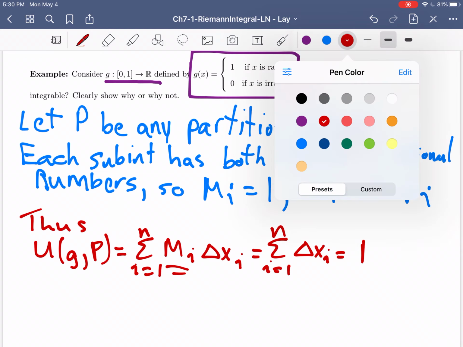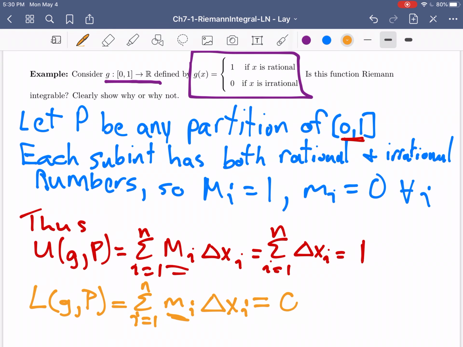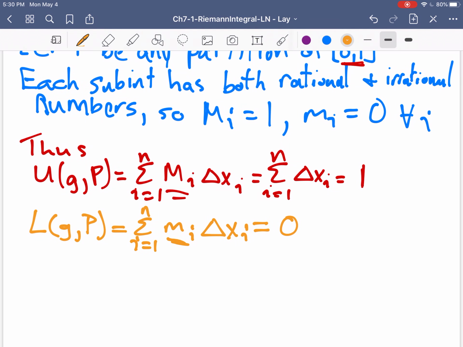And we will also have L of g comma P equals the sum i equals 1 through n of little m sub i delta x sub i. But all of those are going to be 0, so that lower sum is 0. And that's for both of those, no matter what partition you choose.